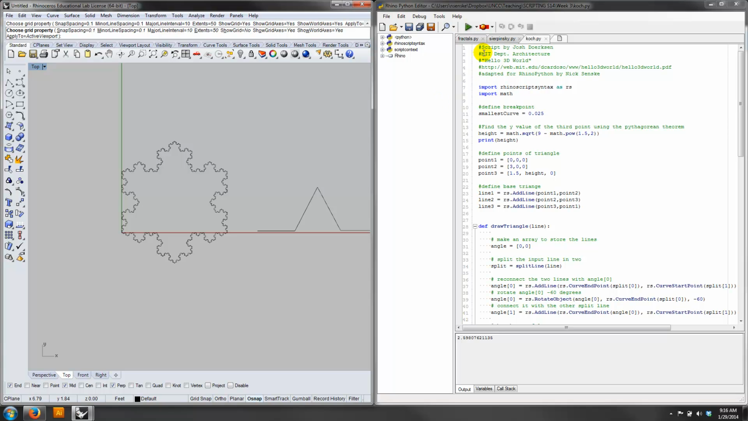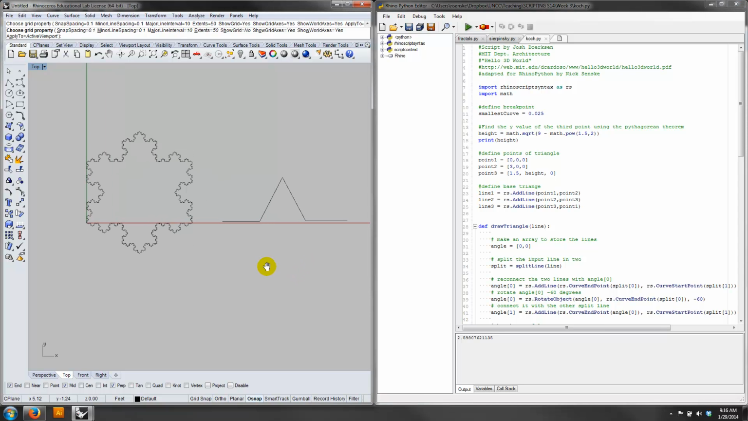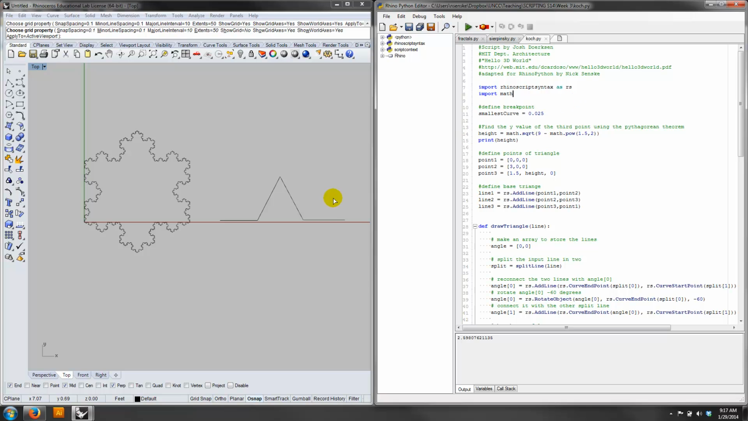This is from the MIT Department of Architecture's written tutorial called Hello 3D World, from one of their RhinoScript scripting classes from a few years ago. This particular script is written by Josh Dorkson, and I've modified it to Python from its original RhinoScript. But again, this is a pretty common algorithm. This is Josh's implementation of it, but you'll find it in all kinds of computer science textbooks.